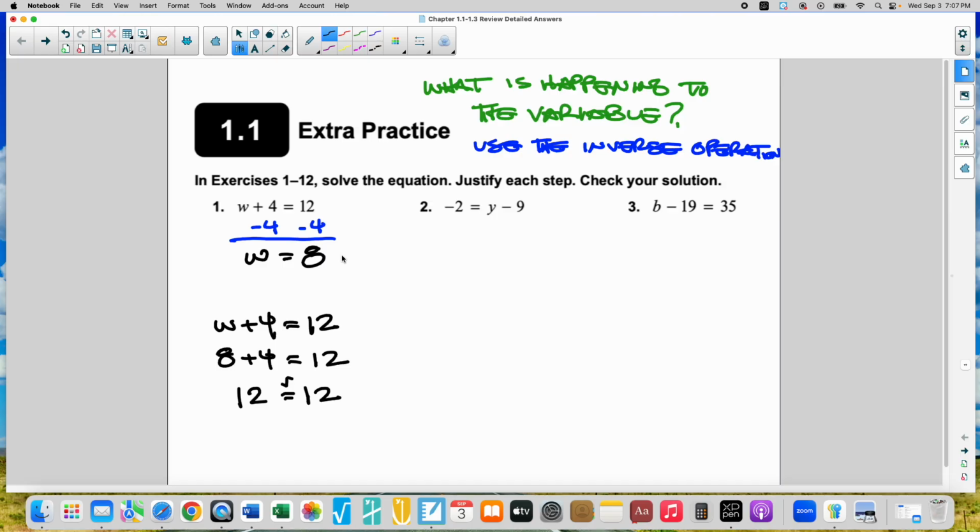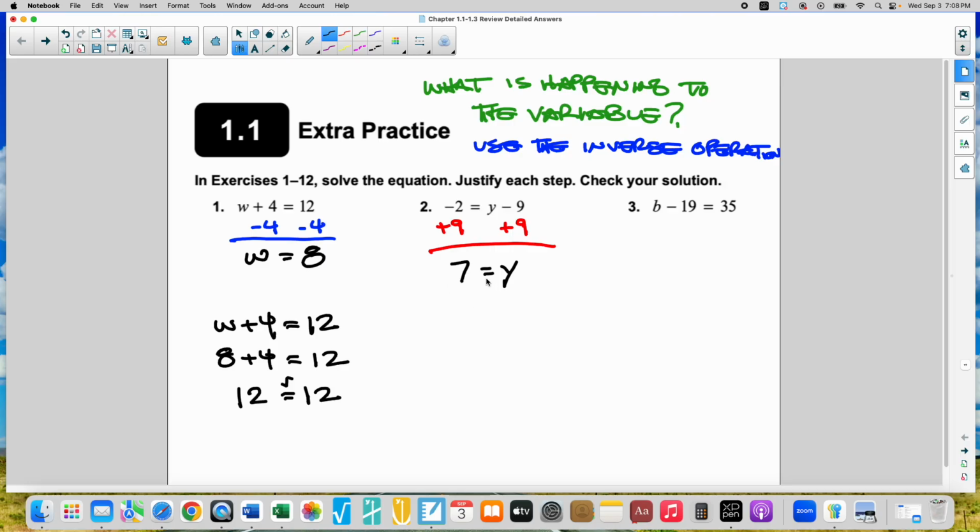We've solved correctly. Negative 2 equals y minus 9. What's happening to the variable? First of all, my variable is y. What's happening to it? 9 is being subtracted. The inverse of subtracting 9 is adding 9. These cancel. Negative 9 and positive 9 cancel. You're left with y. And negative 2 and positive 9. This is not addition. We are subtracting, and we have to subtract the smaller value from the larger value. 2 from 9 is 7, and then I have more positives than negatives, so my answer is 7 equals y.